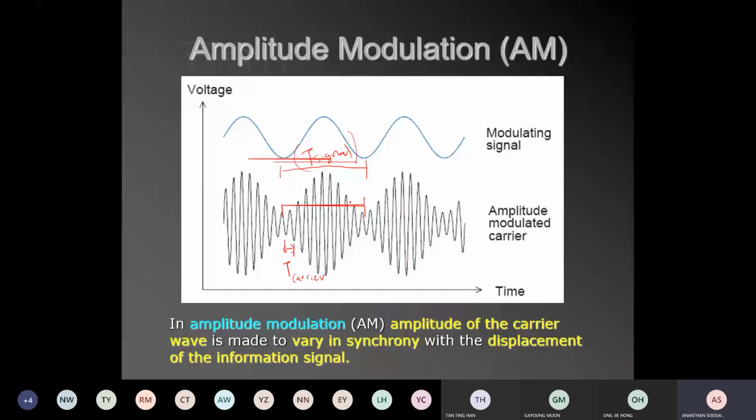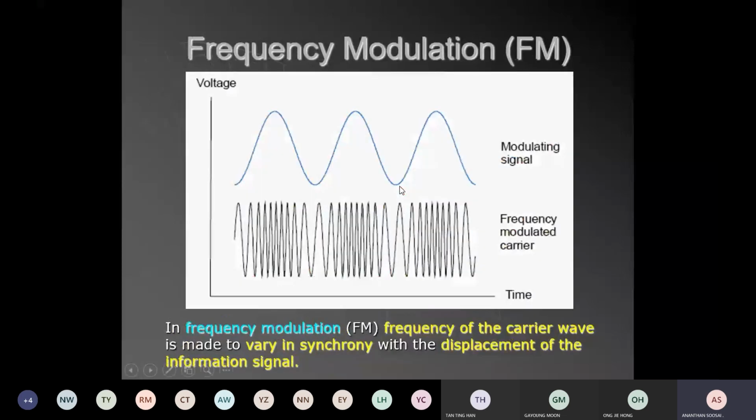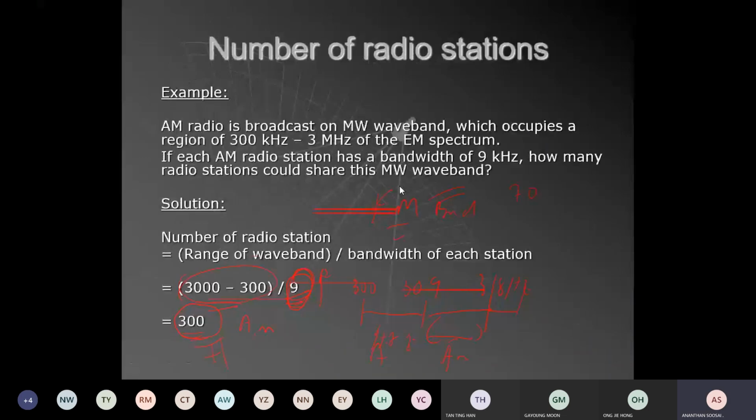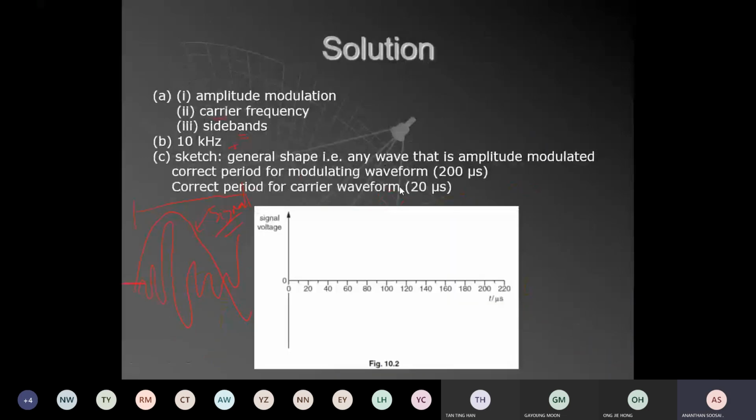Now the question is asking you to draw this pattern. Go back. The pattern they ask you to draw is this pattern. So for this pattern, you need to find the period of the signal first. The big one is the period of the signal.